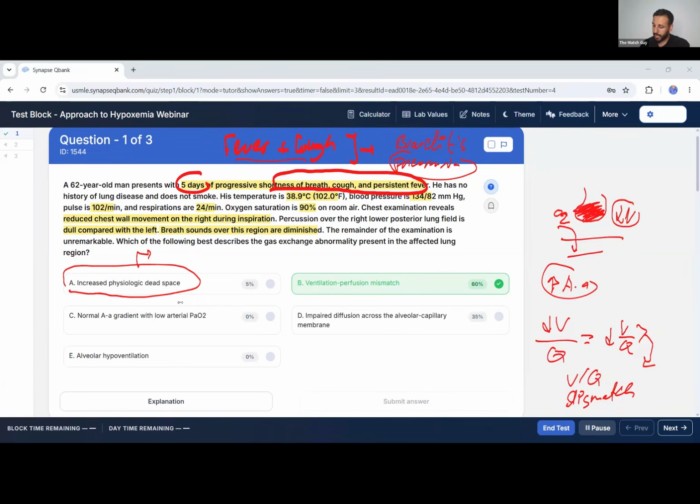Yes, pulmonary embolism. And this patient does not have pulmonary embolism. The patient does not have a normal AA gradient. As we said, the patient has pneumonia.